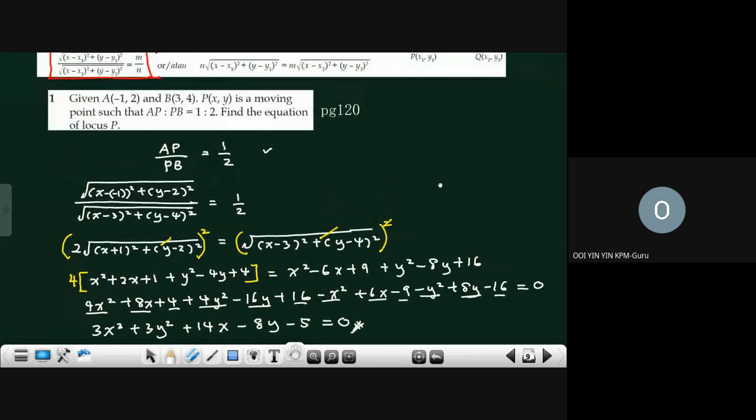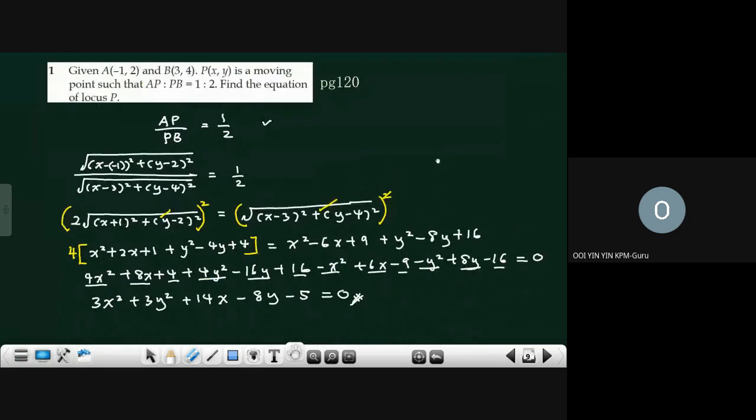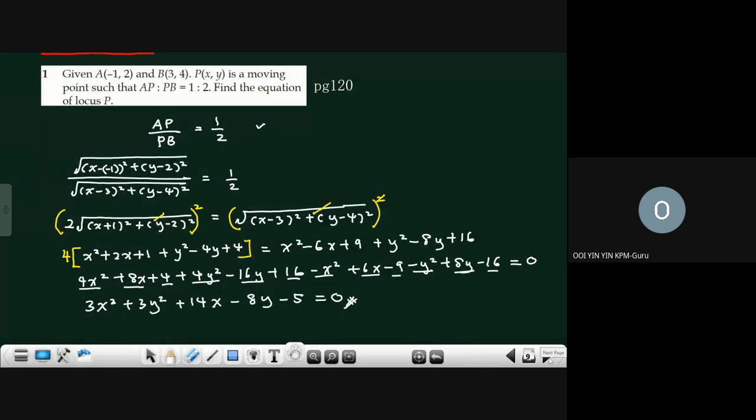So the longest one, please go back and try doing 2 or 3 questions, then you will understand the locus.